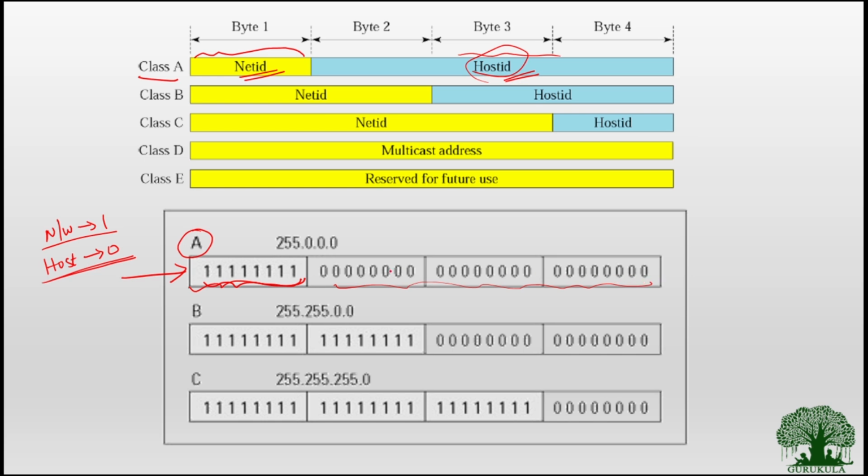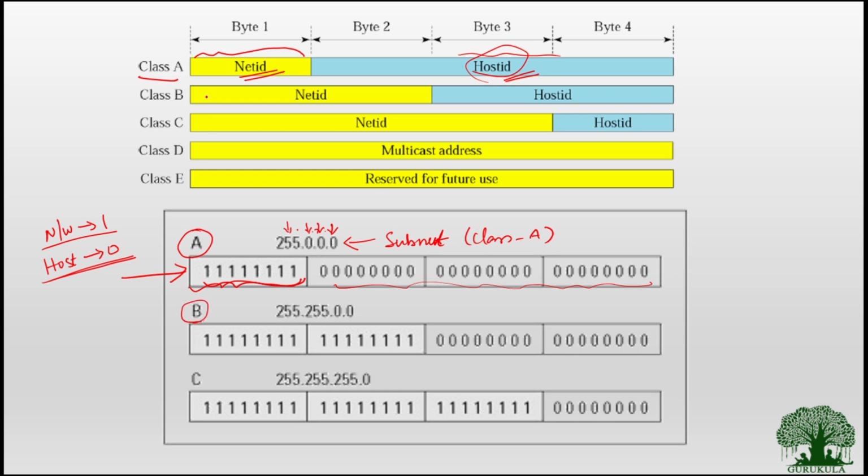This is a binary representation, and when you convert this to dotted decimal representation, we get 255.0.0.0. This will be the default subnet mask as far as class A is concerned.